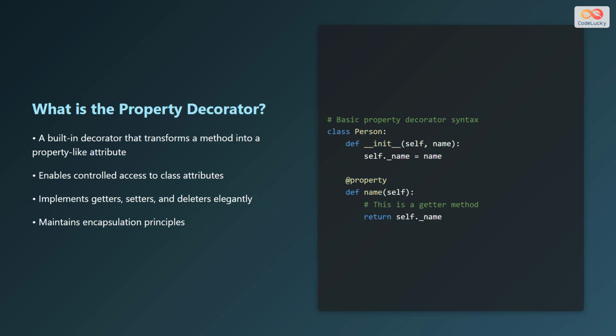Here is an example. We define a class Person. Inside the init method, we initialize the attribute _name. Then we use the @property decorator. A method called name is defined that returns _name. This is the getter method.